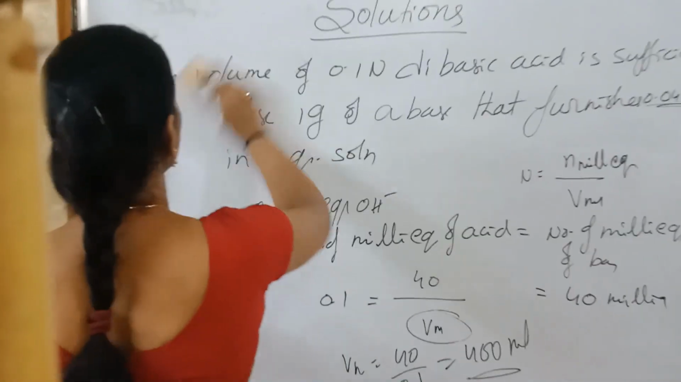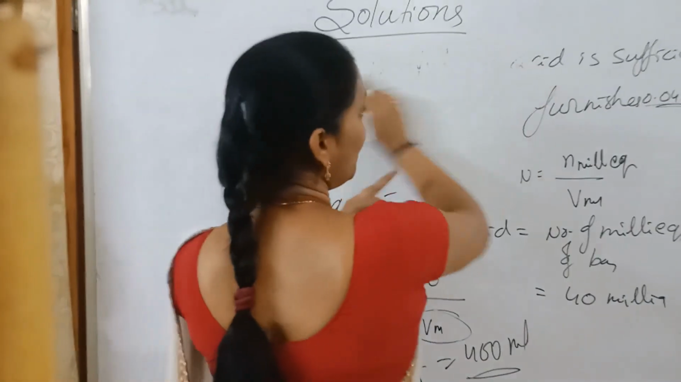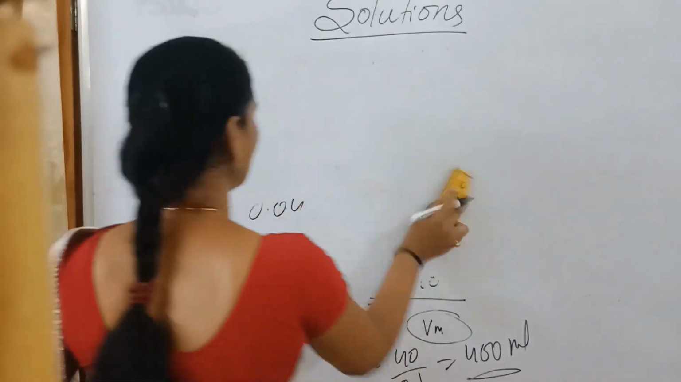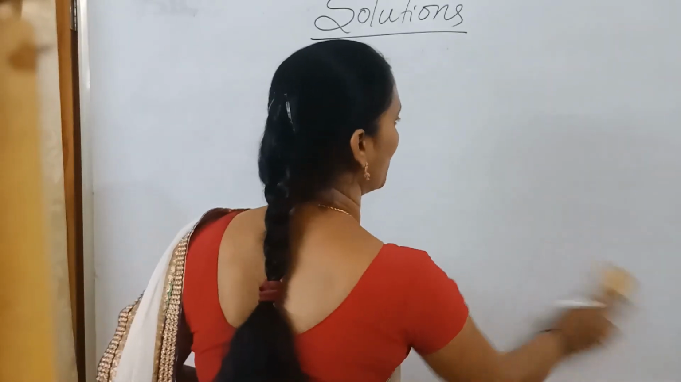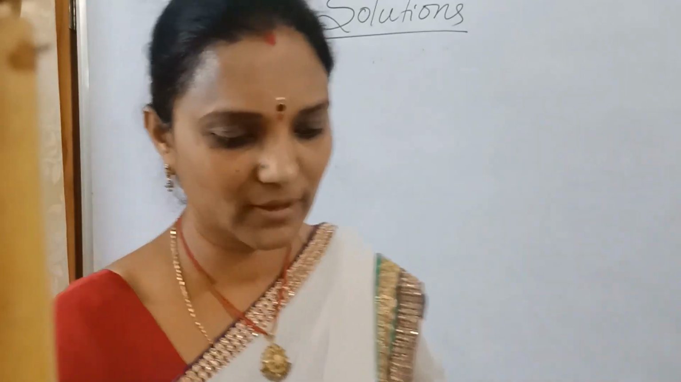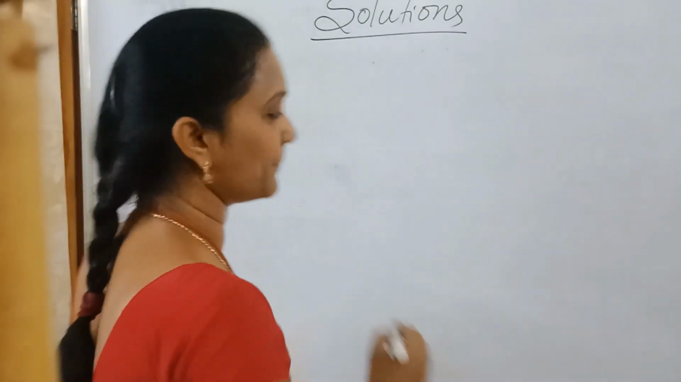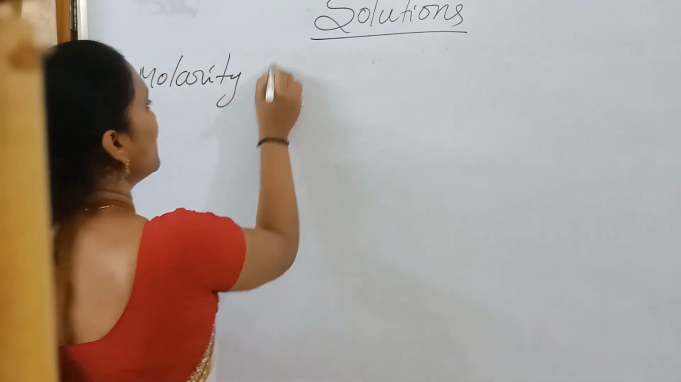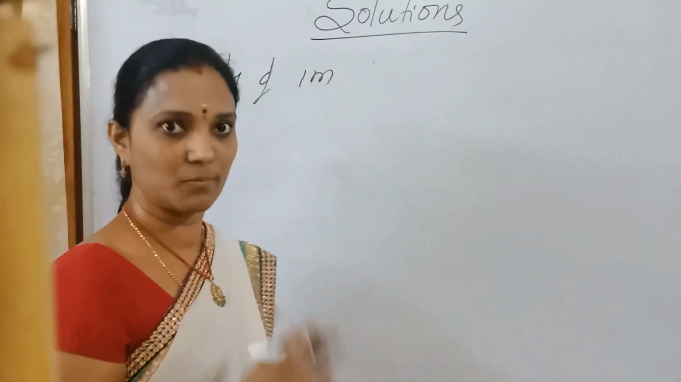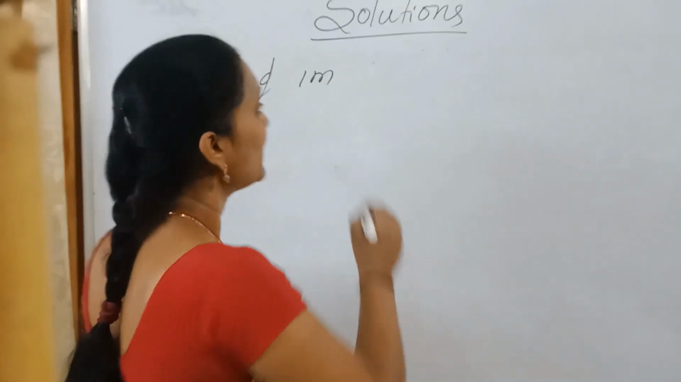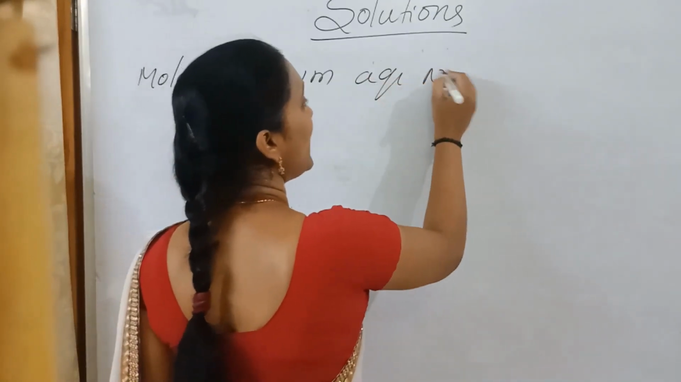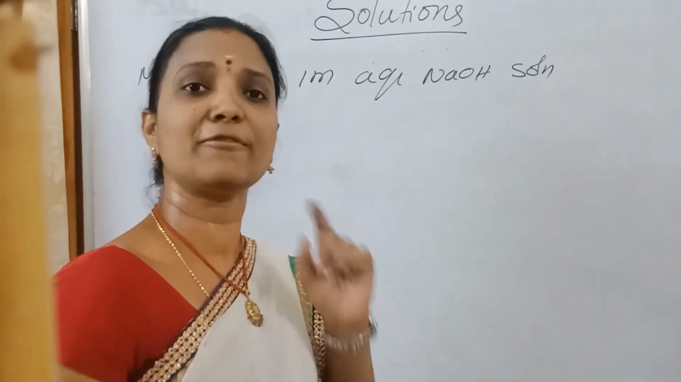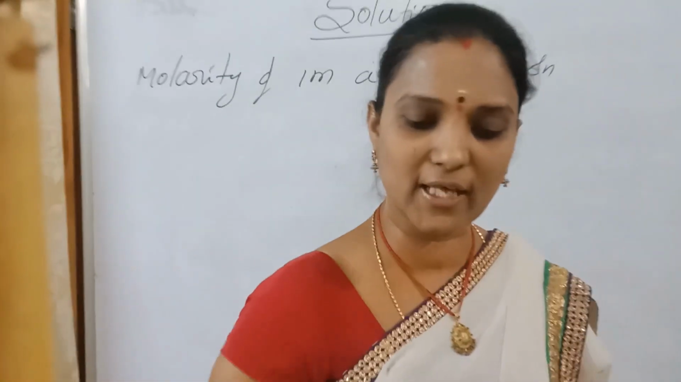Molarity of... I am concentrating more on neutralizations and relations, because advanced level relations are very important, and neutralization also. Okay. Second problem: molality of 1 m aqueous NaOH solution. Molality is given, and definitely they will give the density also, because they are asking the relation.